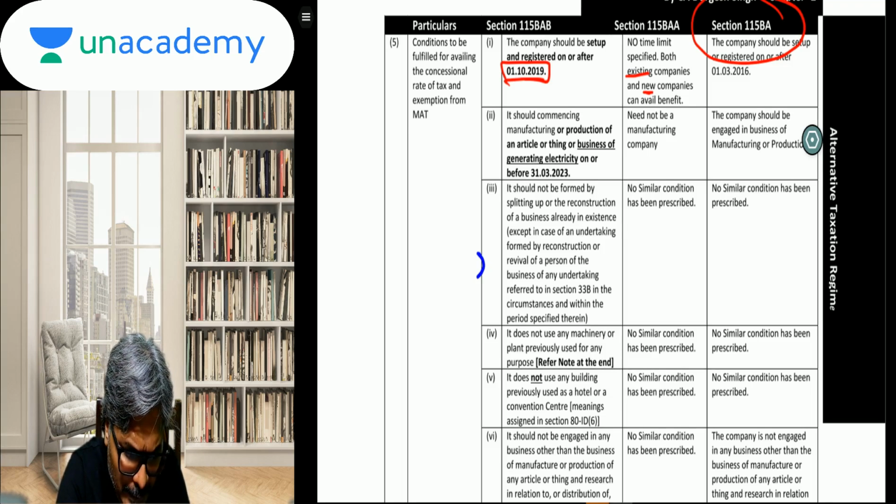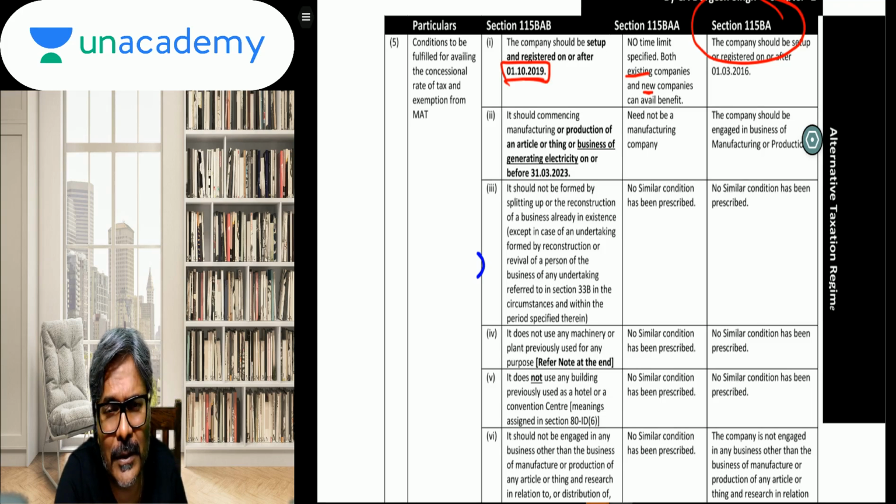Point number 2, it should commence the manufacturing or production. So upper time limit of manufacturing and production to be started should be 31st of March 2023. Now 115BAA, is it for manufacturing? It can be for anything. Manufacturing, non-manufacturing, all the domestic company could take the benefit of this section. 115BAA. Point number 3, students. It should not form by splitting up or reconstruction of a business already in existence.